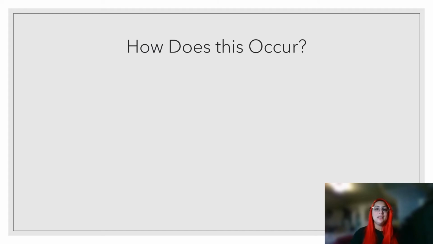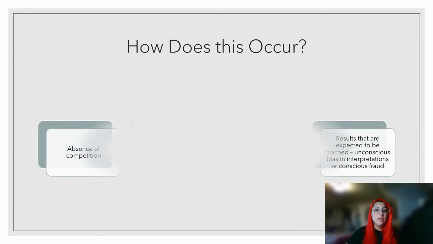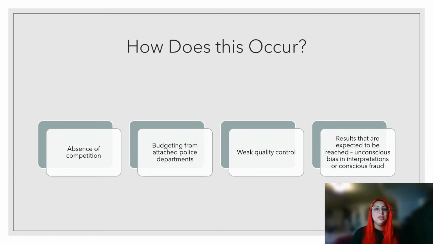So how does this type of bias occur? As we saw in the article that we were to read for this module, there are quite a few ways that this can occur, one of which is the absence of competition. When it comes to specific forensic labs, there may be only one in the area, only one that's provided the information, only one that can be giving any sort of expertise or study or examining the evidence.